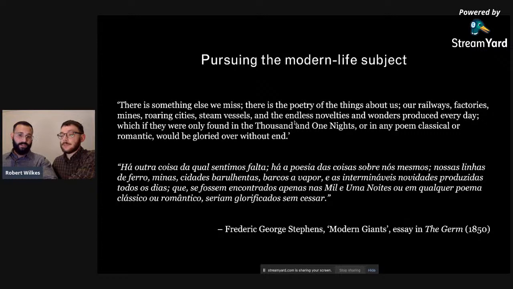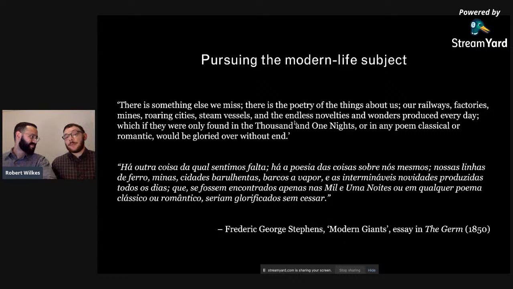And there's a very nice quote by Frederick George Stevens, again, explaining this idea, which I will now read out.